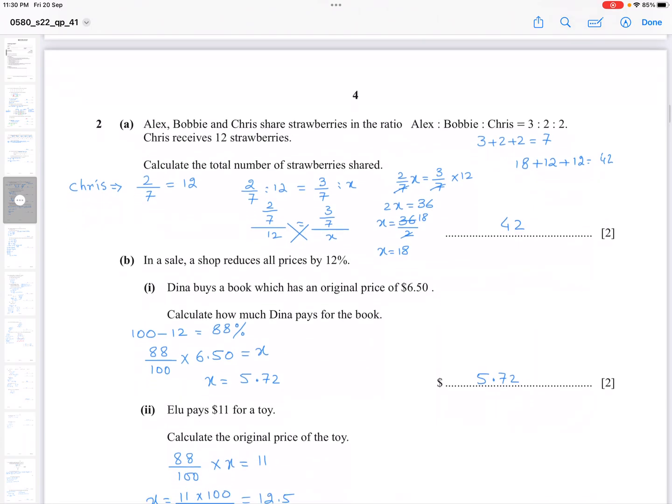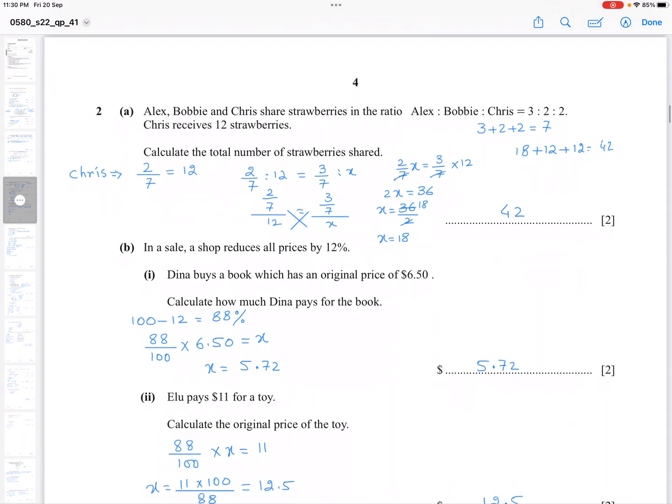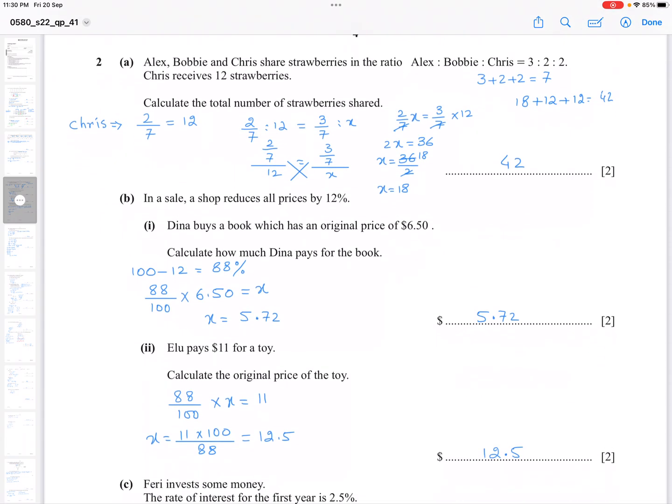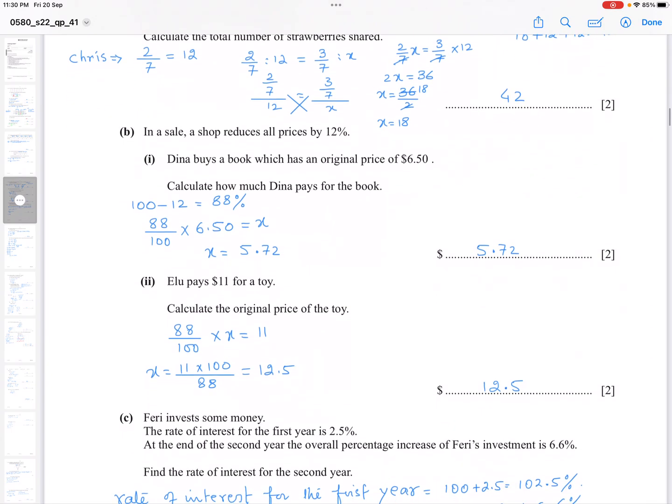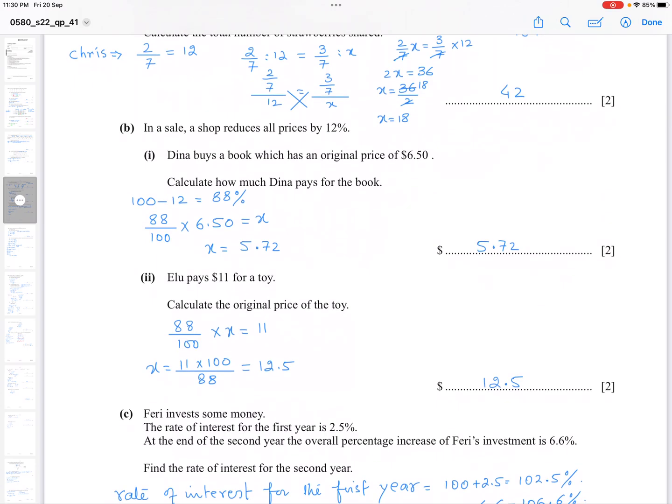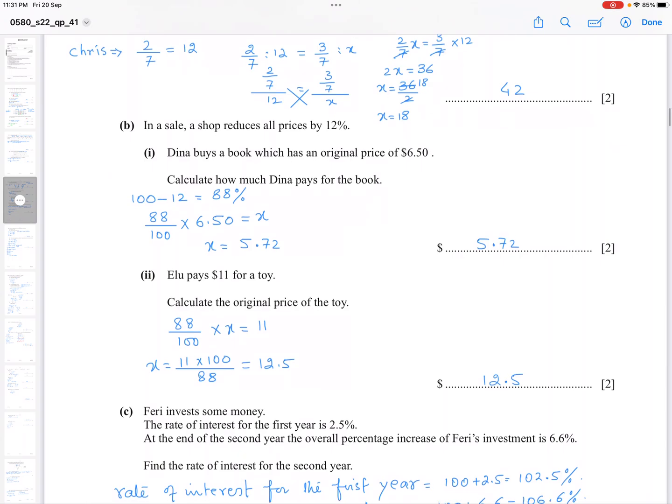In a sale, a shop reduces all prices by 12%. Dina buys a book which has an original price of $6.5. Calculate how much Dina pays for the book. So reduce means subtract. So you subtract 12 from 100, you get 88%. So 88% of 6.5, and that would be equal to x, which is to be found out. So x is $5.72. This much Dina pays for the book.